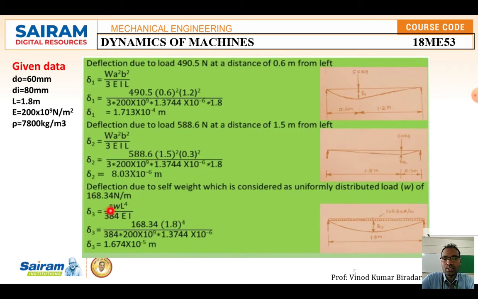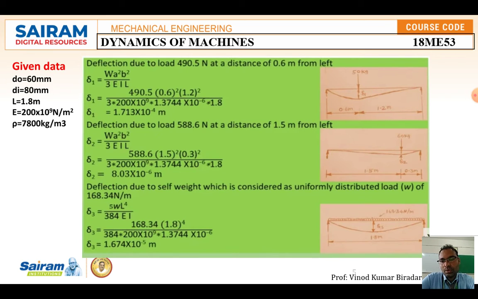So delta 3 is equal to 5 into W, that is the uniformly distributed load, 168.34 into 1.5 into 5, and the remaining is 384, here you have to write 5, so 5 is missing here. 384 into 200 into 10 to the power of 9 into 1.374 into 10 to the power of minus 6. So delta 3 is equal to 1.675 into 10 to the power of minus 5.